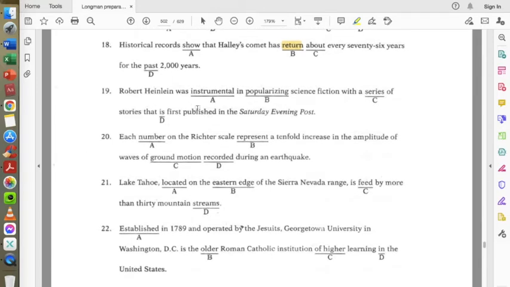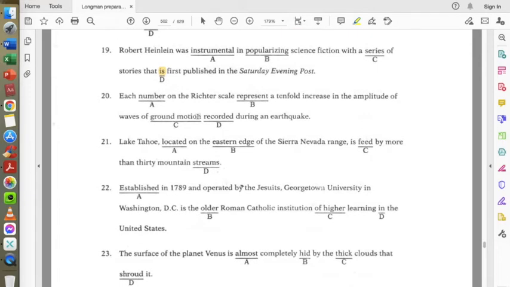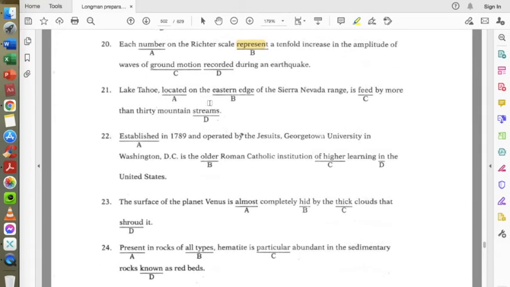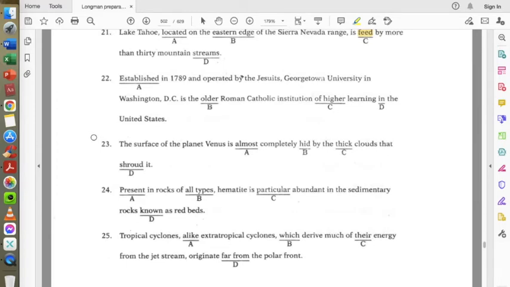Number 19, Robert Heinlein was instrumental in popularizing science fiction with a series of stories that are, stories, plural. We need subject-verb agreement. These are pretty simple so far. Each number on the Richter scale represents, number is singular, so it represents a tenfold increase in the amplitude of waves of ground motion recorded during the earthquake. Number 21, Lake Tahoe, located on the eastern edge of the Sierra Nevada range, is fed. Passive voice, we've got the be verb, we need a past participle, and then by the active agent, more than 30 mountain streams.